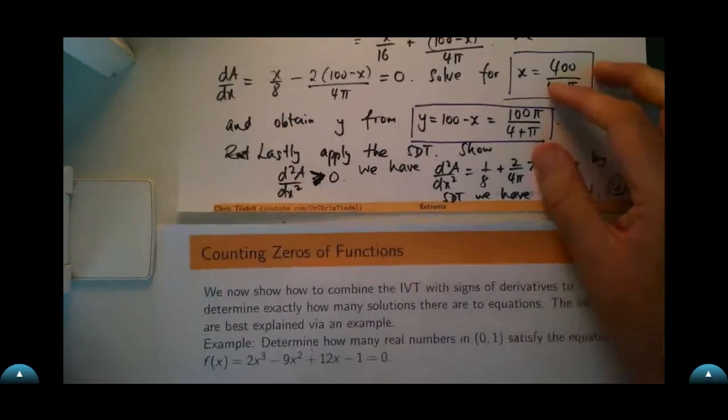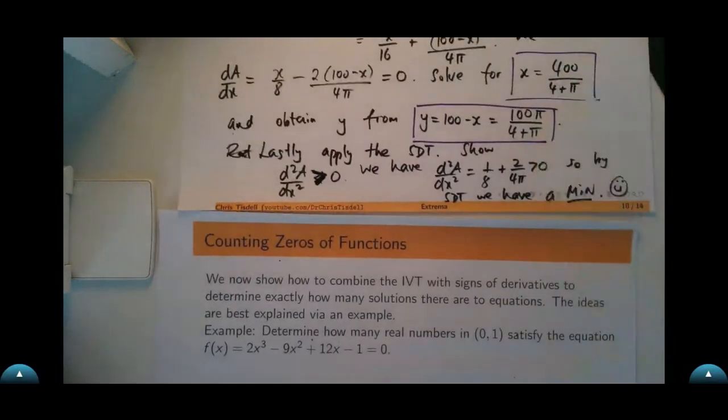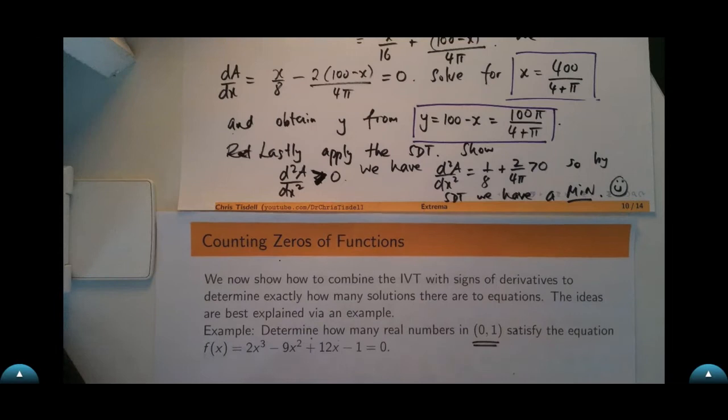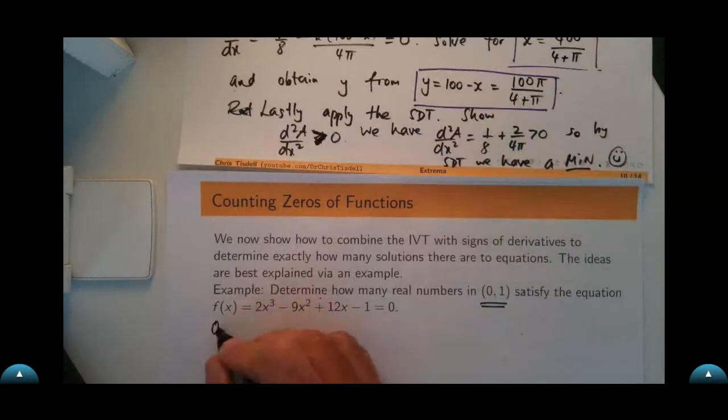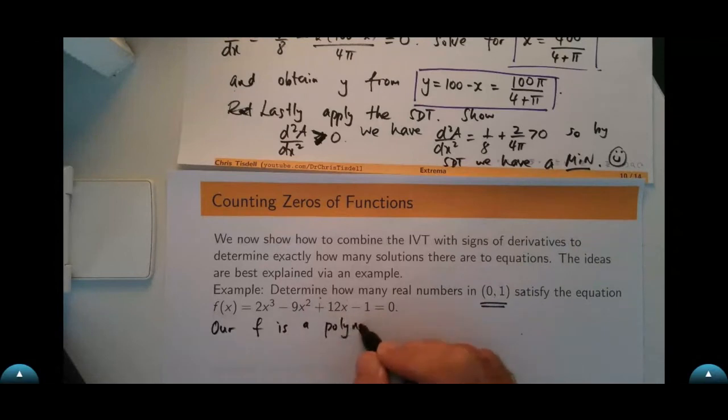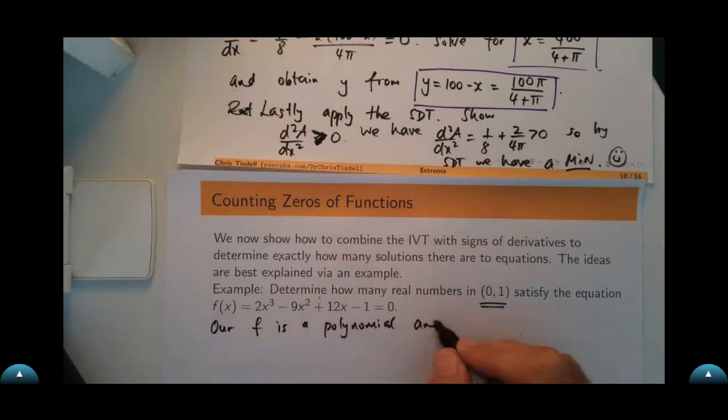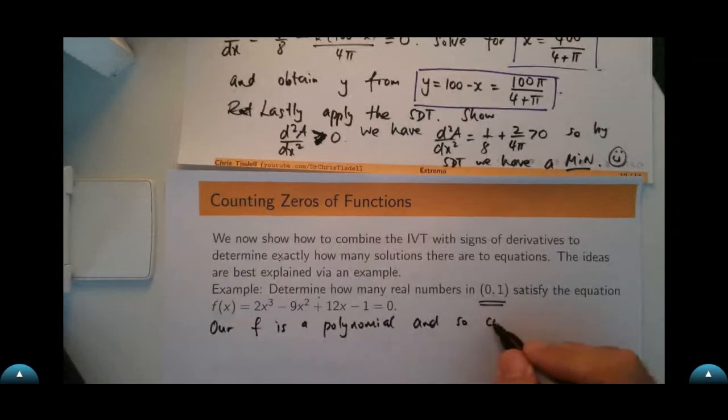All right, let me quickly show you how we can count zeros of functions, and then I'm going to move on to L'Hopital's rule. Okay, L'Hopital's rule is very different. Okay, so in this question, and I've added this extra bit in here, so this might not quite match your notes. Determine how many real numbers in this interval satisfy this equation. All right, so what we've learned to do in the past is use the intermediate value theorem, right?